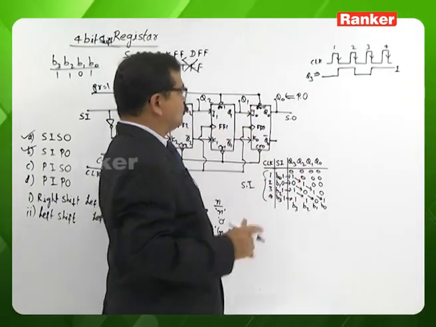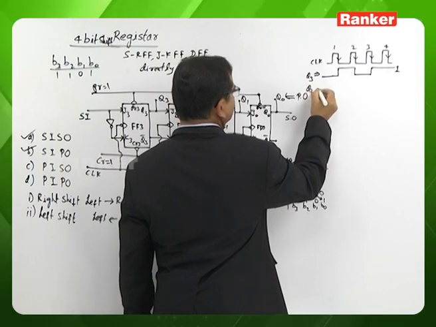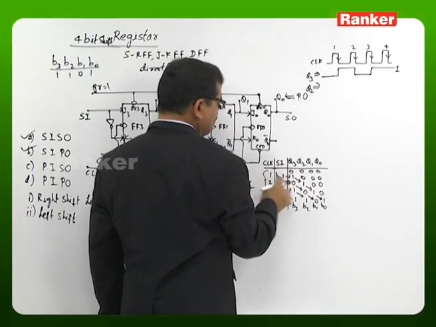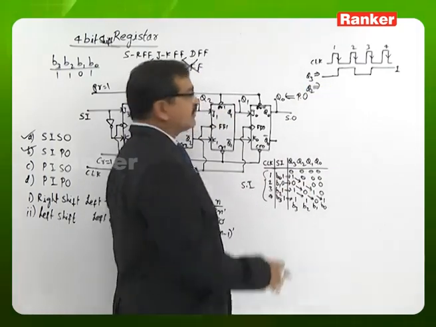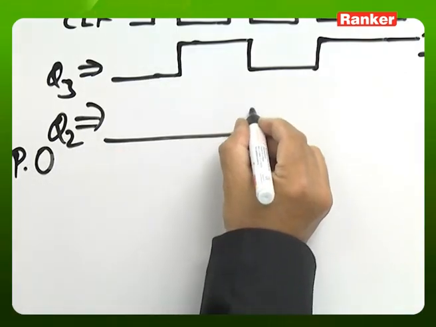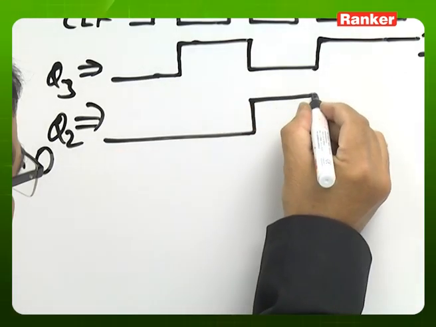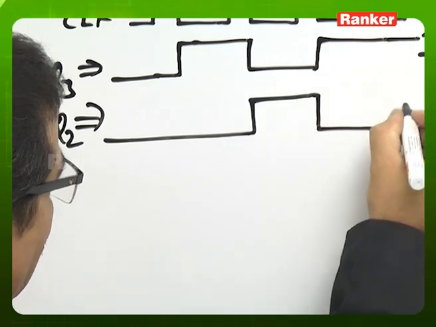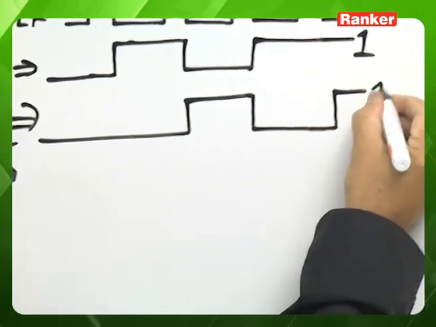Similarly, if you look at Q2, initially 0 until the second clock pulse. After the second clock pulse, it is getting 1. At the third clock pulse, it is 0. After the fourth clock pulse, it is getting 1.